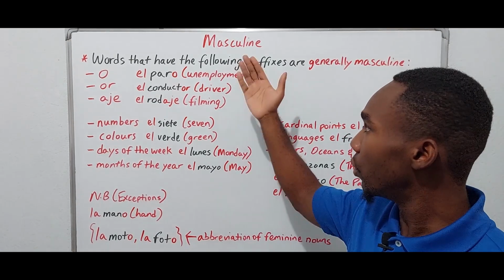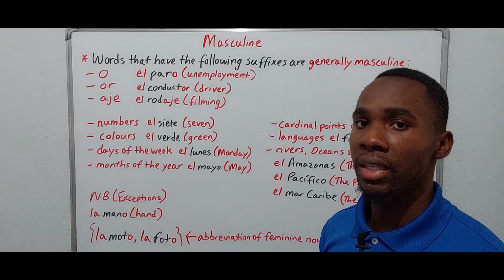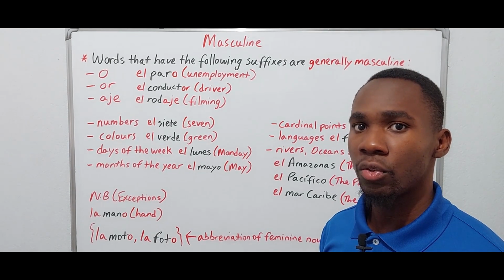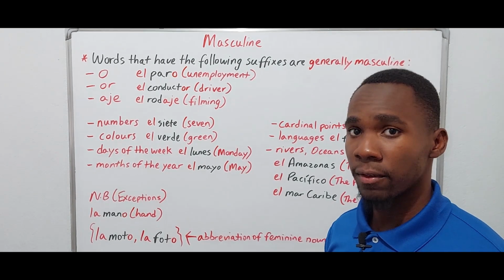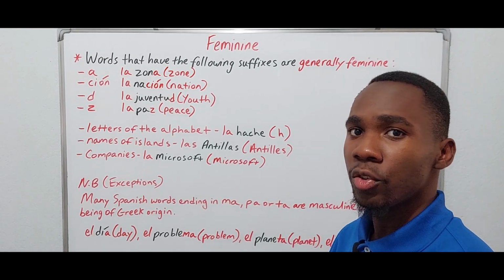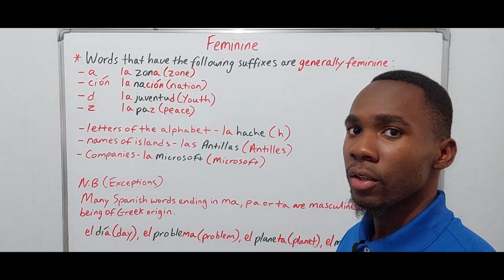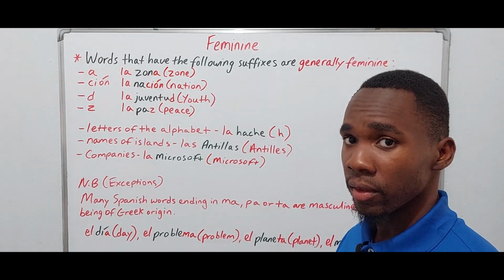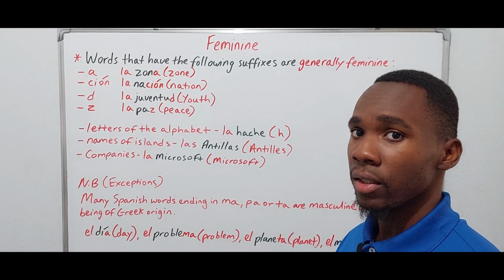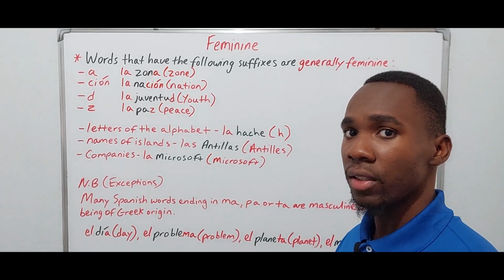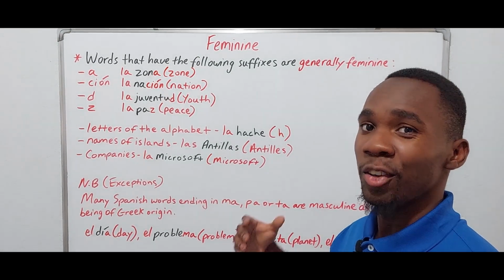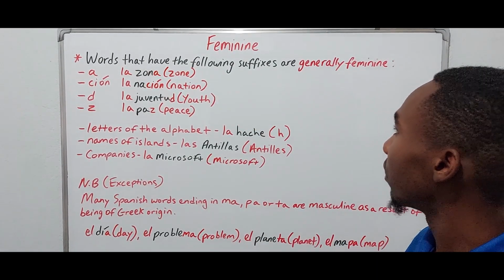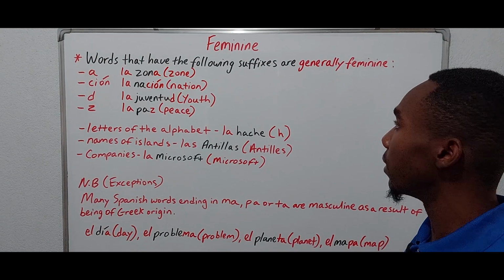But this part here would be words that are masculine in Spanish. So now we're going to proceed to words that are feminine. Okay, so we move on to feminine nouns. All right, so how do we know that a word is feminine, right? So just like the masculine, we have to look at the suffixes, and again, these are only guidelines, okay? So words that have the following suffixes are generally feminine.